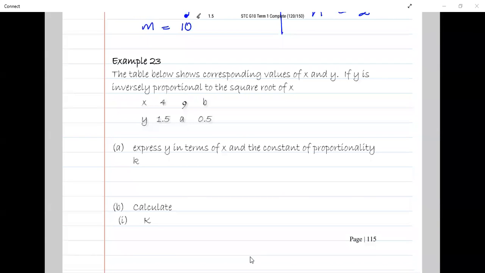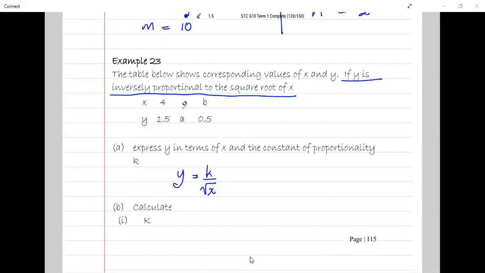So example 23, which should have been example 38, I think. It says the table below shows corresponding values of x and y if y is inversely proportional to the square root of x. All right, so from that variation statement, y is inversely proportional to the square root of x, I can write the variation equation y is equal to k divided by the square root of x.